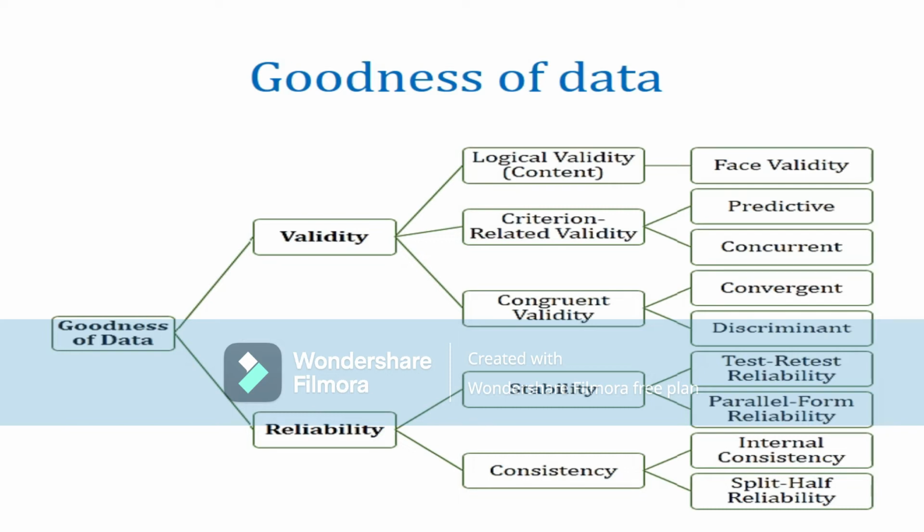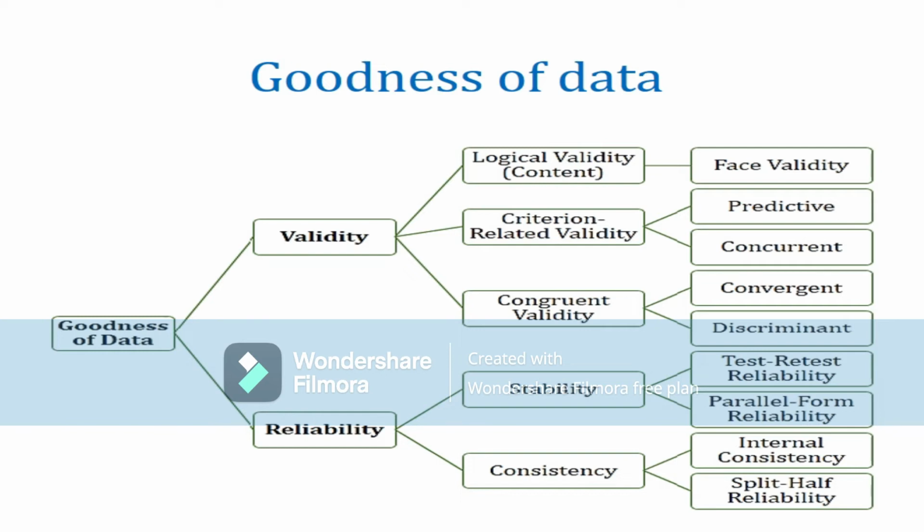Goodness of data starts from the validity of the data and the reliability of the data. When the researcher wants to check the reliability of their data, it is the stability and consistency. If we go to the stability, there is test-retest reliability and parallel form reliability, and when we want to check the consistency of our data on the basis of reliability, there is internal consistency and split-half reliability. When the researcher wants to check the validity of the data, there is logical validity, also called content validity, criterion-related validity, and congruent validity.